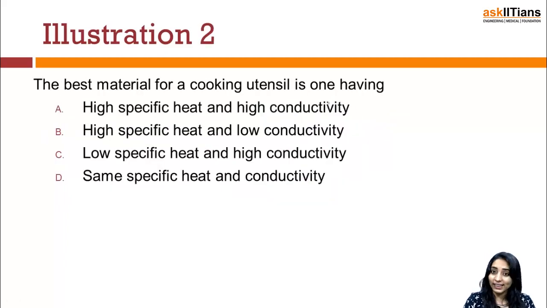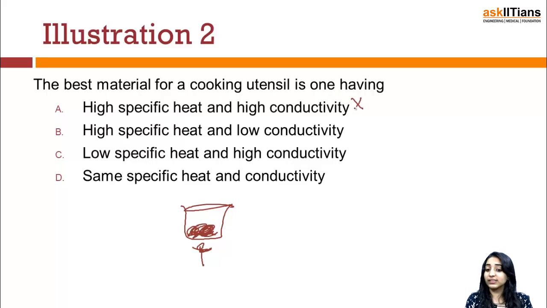Let me come over to the second illustration, which says that the best material for a cooking utensil is one that has what? You have a cooking utensil in which you have kept some food which needs to be cooked, and you are heating it. So what is going to be the best material to be used as a cooking utensil? The options: high specific heat and high conductivity is wrong, because high specific heat is not required. High specific heat and low conductivity, again wrong. Low specific heat and high conductivity is the correct option.